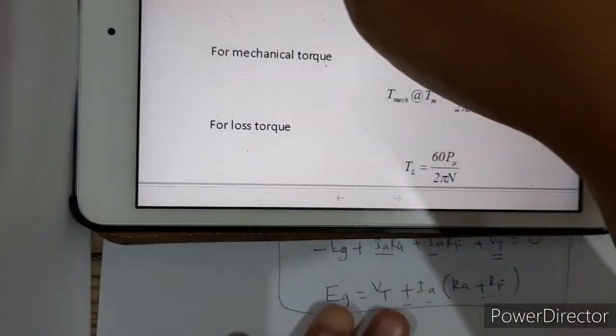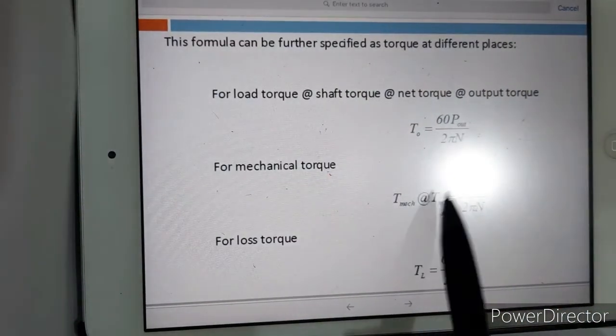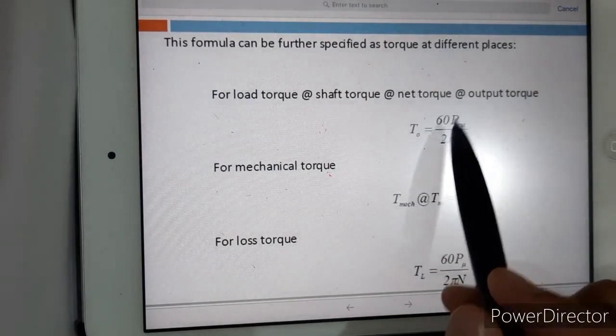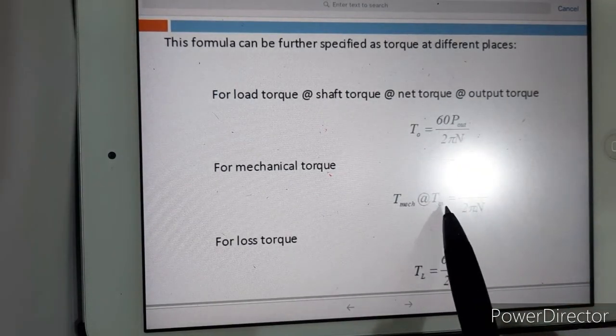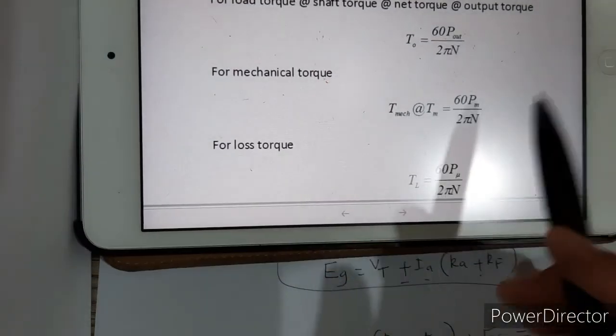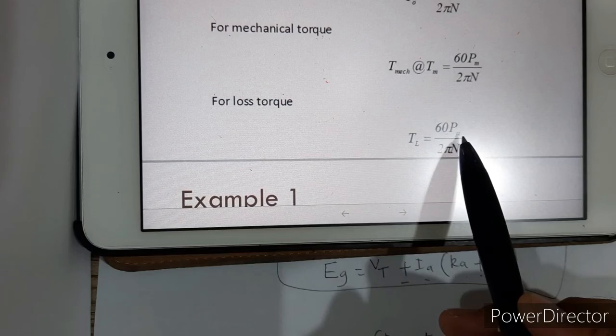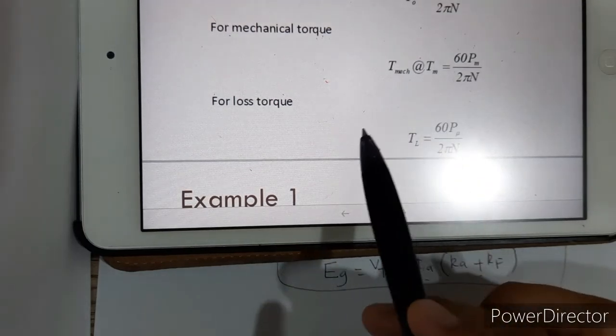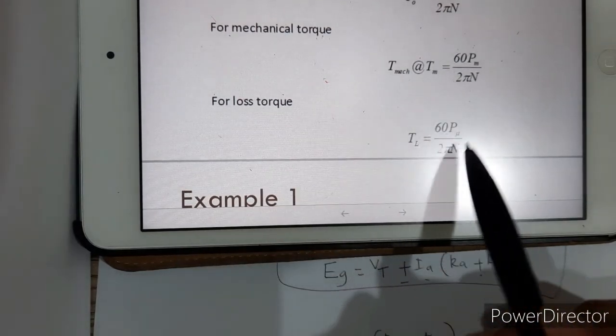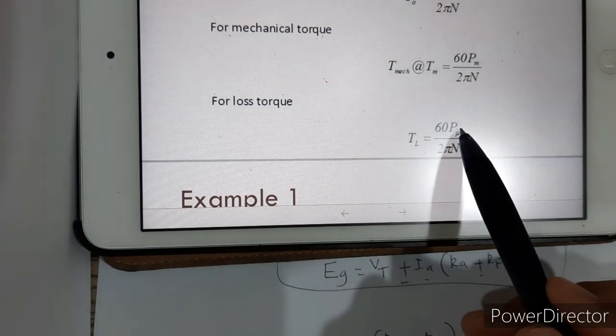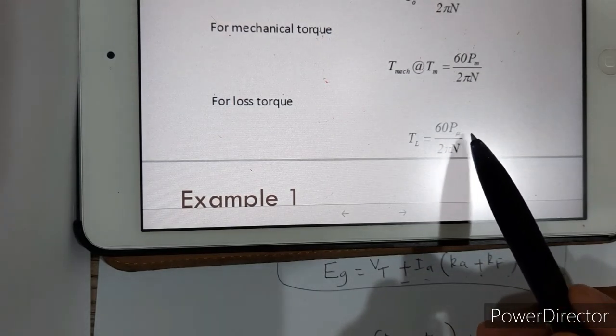Either T out, where we use P out. For mechanical torque, or TM, we use PM. And then for loss torque, we use P mu. Here we consider torque for mechanical power, and losses for mechanical power.